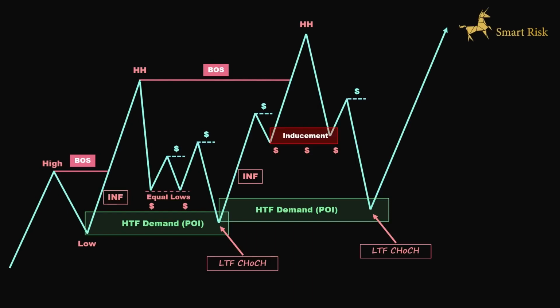This resulted in the formation of a fake demand zone and order block. In the subsequent move, we can see price moving downwards and reaching the inducement zone.